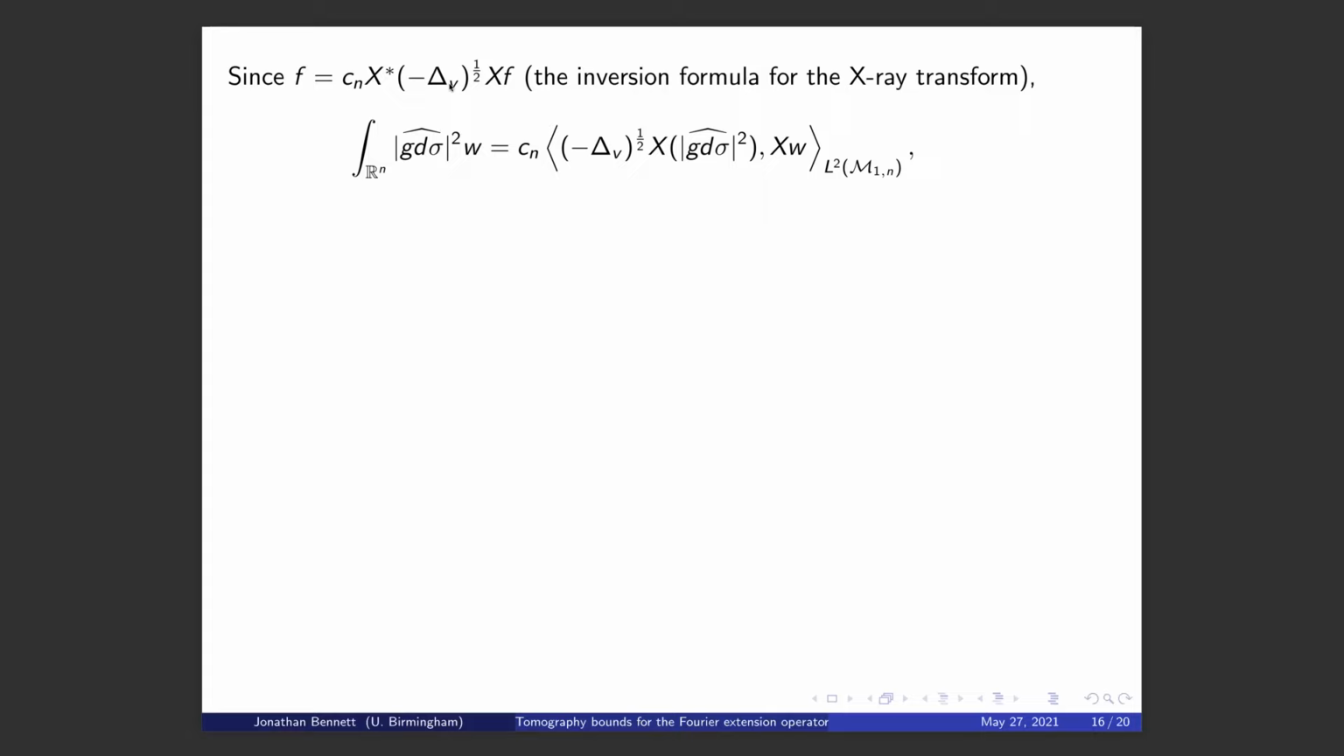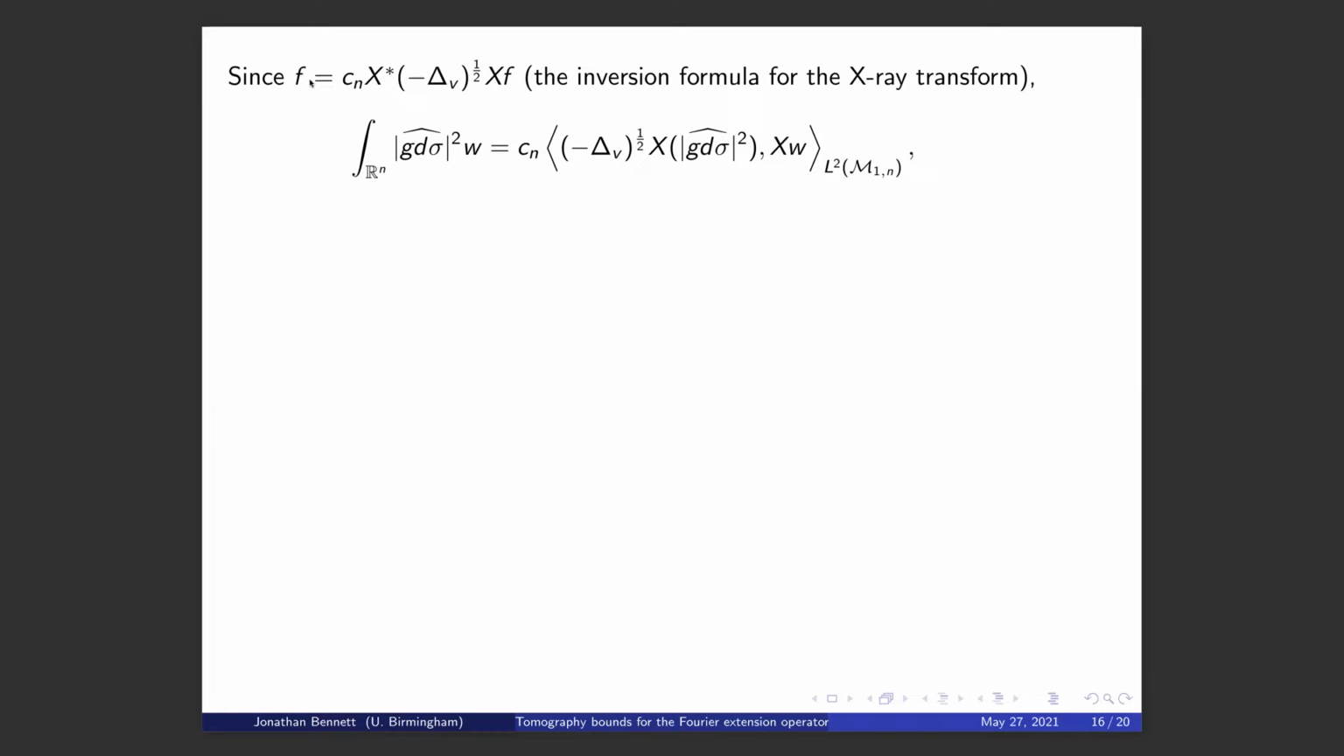Remember the lines are parameterized by the direction omega, and the translation parameter or position parameter v lying in the orthogonal complement of omega. And so to recover the function F, you have to first of all take one derivative with respect to that position parameter, and then you take the adjoint X-ray transform. And up to a constant, this recovers your function, at least for suitably well-behaved functions.